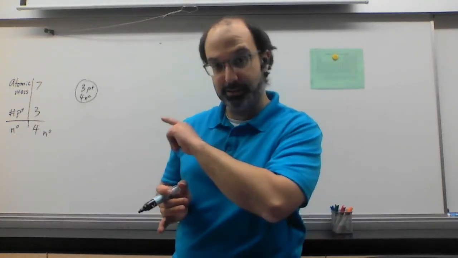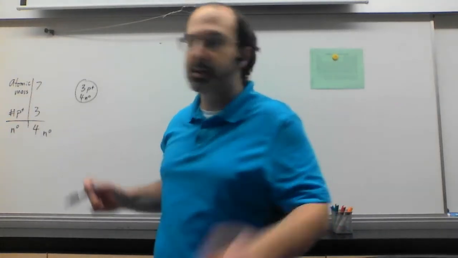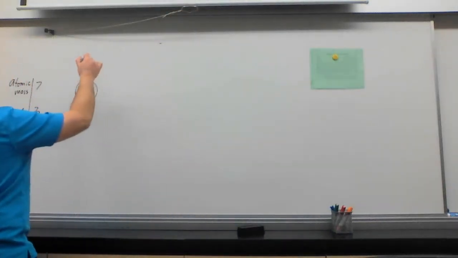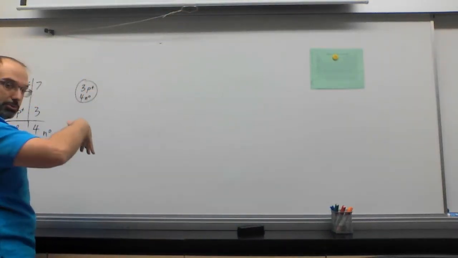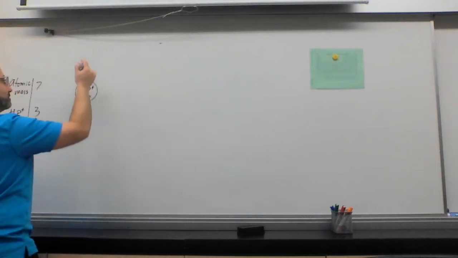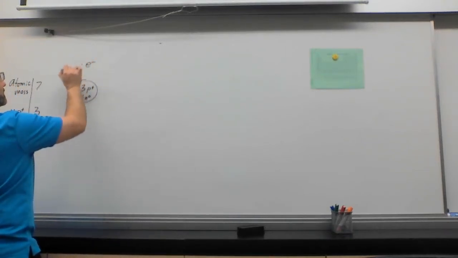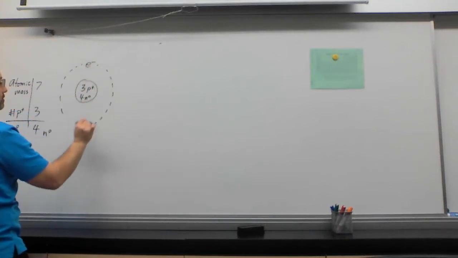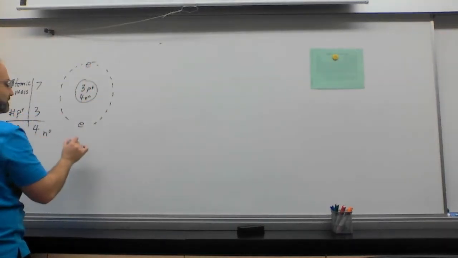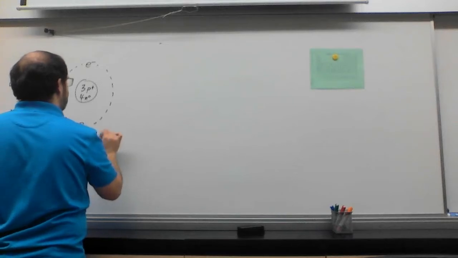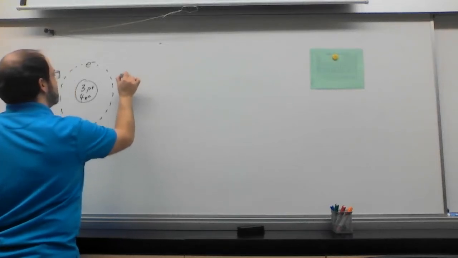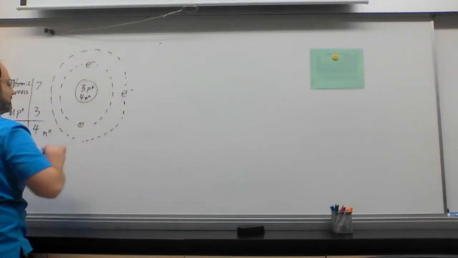Now, this is still an atom. We haven't gotten to ions yet, whatever those are. So this is still going to have the same number of electrons as I have protons. So how many protons? I got 3, so I'm going to have 3 electrons. So 1, 2, but here's the thing. There's only 2 electrons in that shell. Then I open another shell, and I put in a 3rd electron.